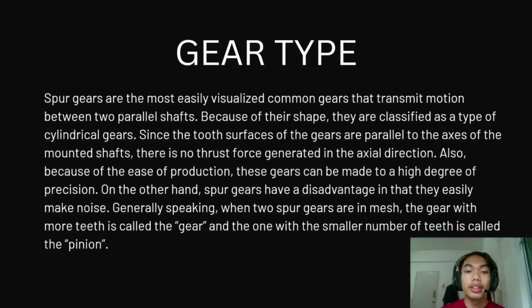On the other hand, the spur gears have a disadvantage in that they easily make noise. Generally speaking, when two spur gears are in mesh, the gear with more teeth is called the gear, and the one with the smaller number of teeth is called the pinion.